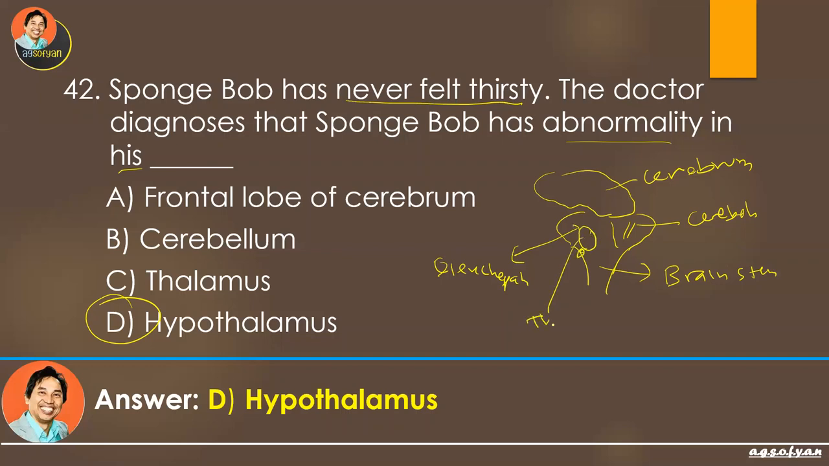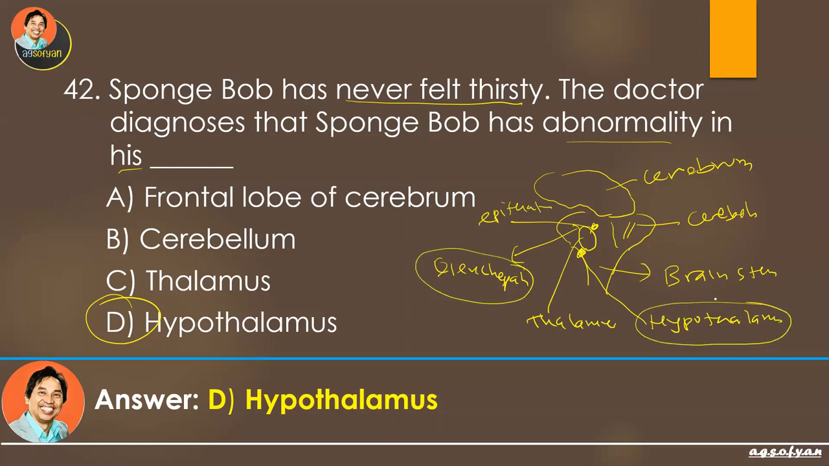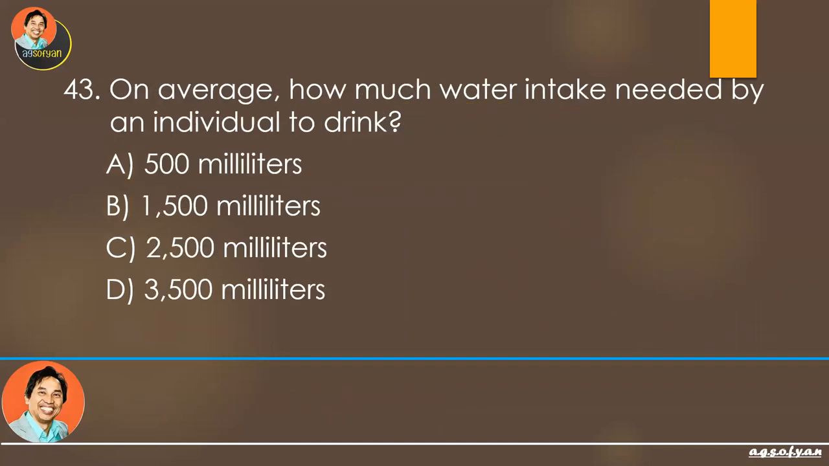Okay, thalamus, hypothalamus, and epithalamus. They are all part of the diencephalon. This is the one that controls our water balance, the hypothalamus. On average, how much water intake is needed by an individual to drink normally? Okay, so normally, how much water do we need from drinking?